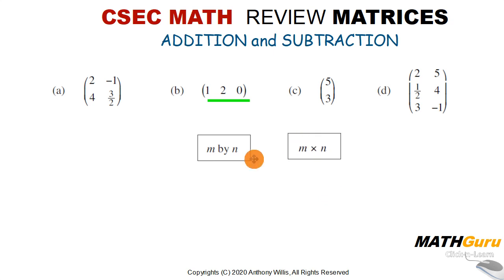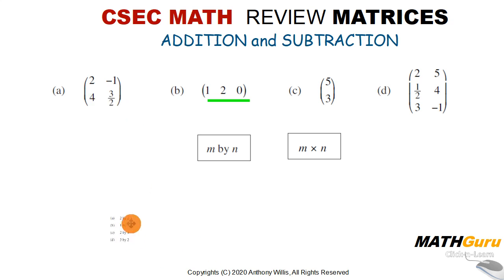If a matrix has m rows and n columns, it's an m by n matrix, rows by columns. So how many rows, how many columns does this matrix have?